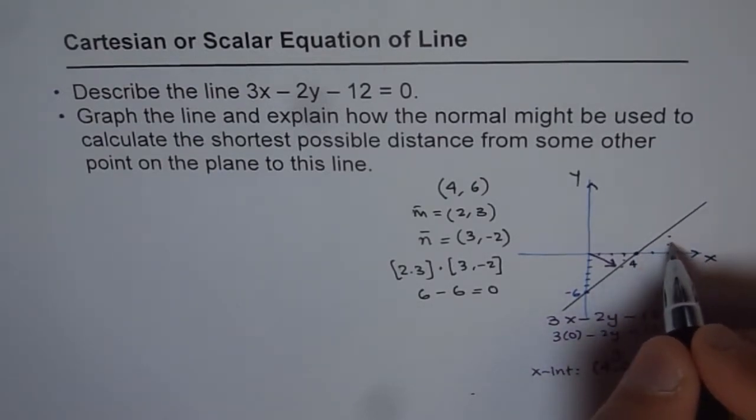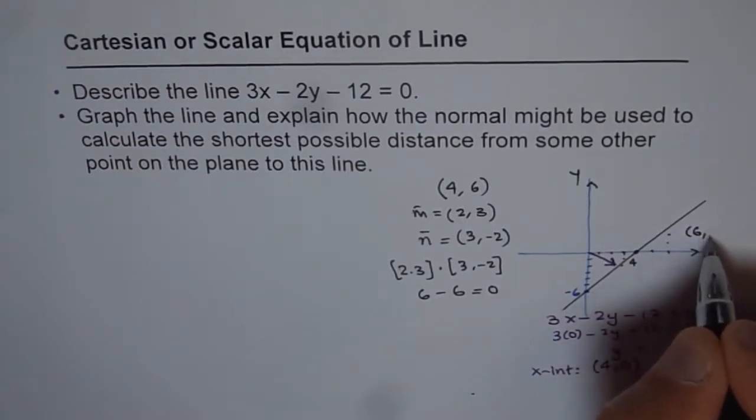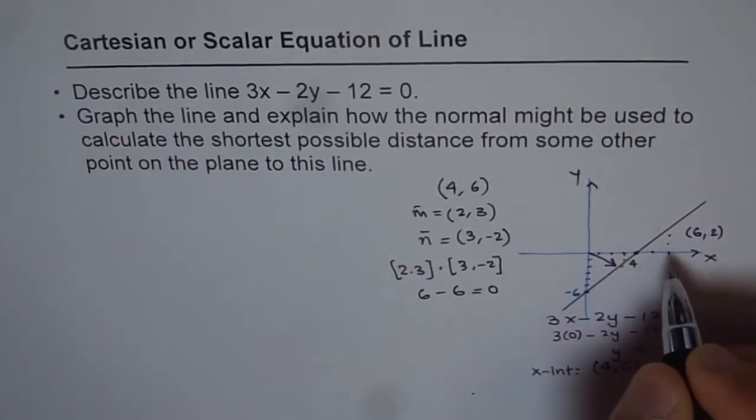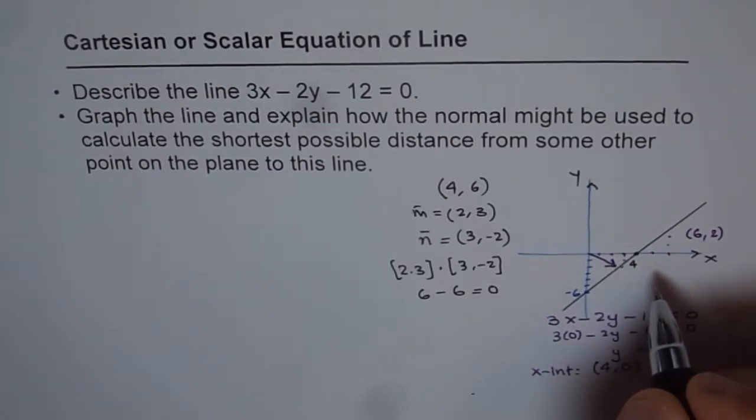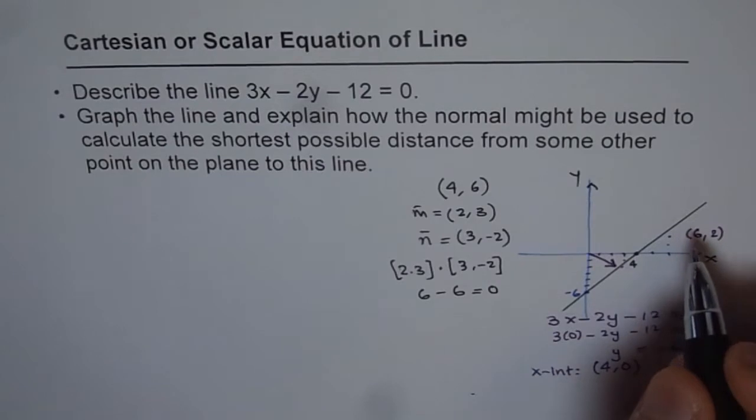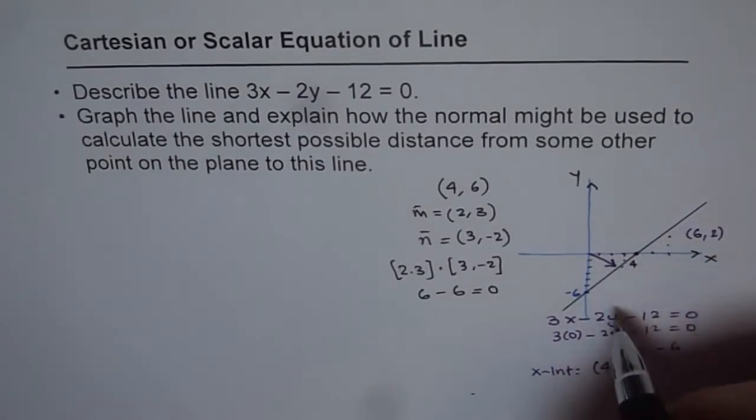Well, it became very close, doesn't matter. Let's say this is a point which we take on this line, which is (6, 2). Now, we have to find the shortest distance between this point (6, 2) and the line.